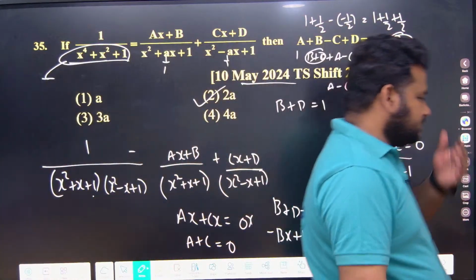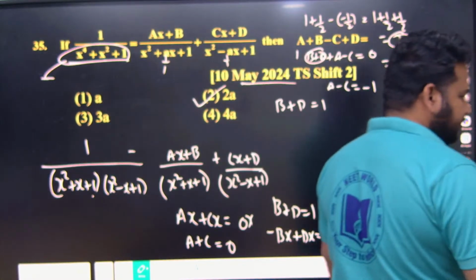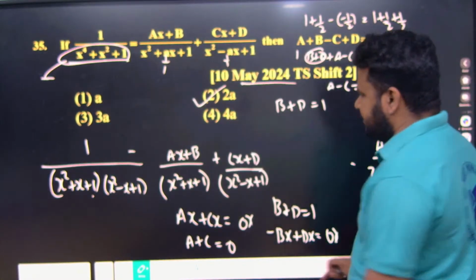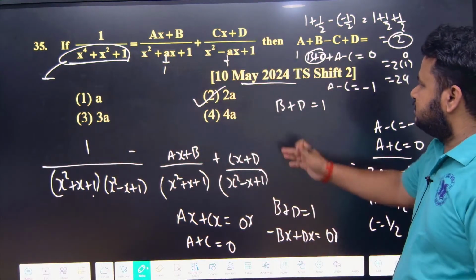Clear, friends? This is the way you can solve this question. Understood, everyone? D is not equal to 1 by 2, and you don't even have to find the value of d. So you should be careful with understanding the question. Clear? So this is the second option.